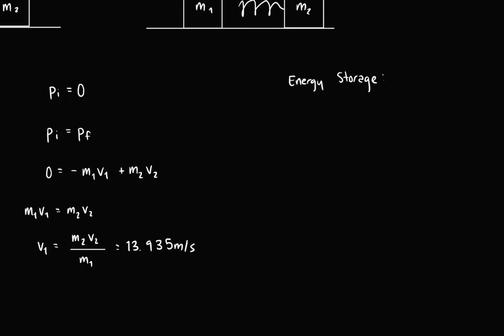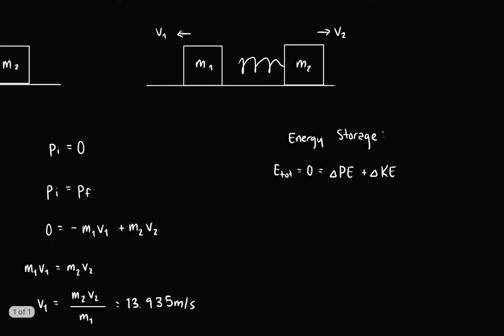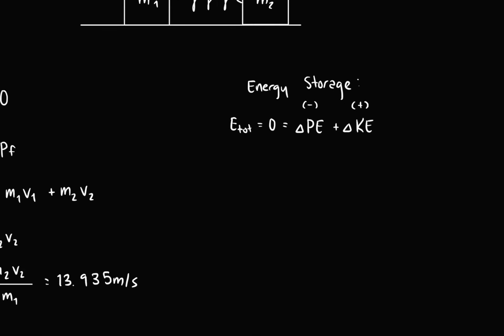So we know that the total energy must be 0. E total equals 0. And the total energy will be equal to the change in potential energy plus the change in kinetic energy. We note that the system starts at rest and then starts gaining kinetic energy, and so kinetic energy is positive, potential energy is negative. We can once again equate these two. Negative change in Pe is equal to change in kinetic energy.